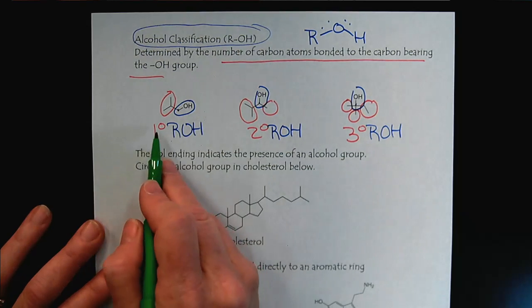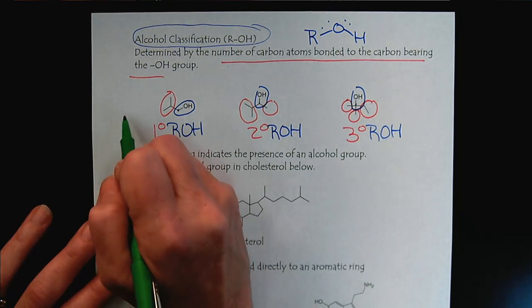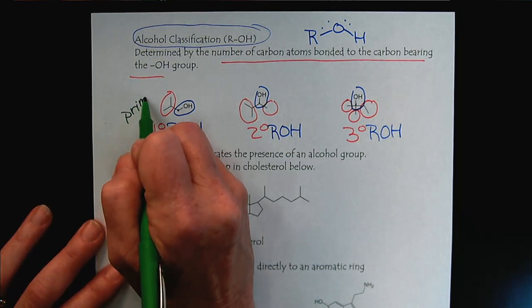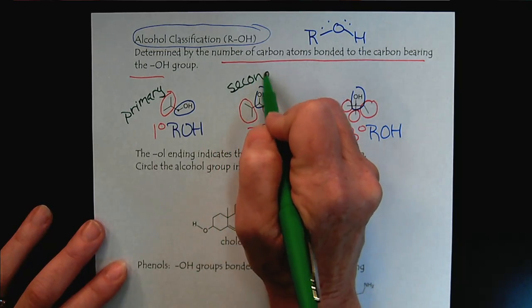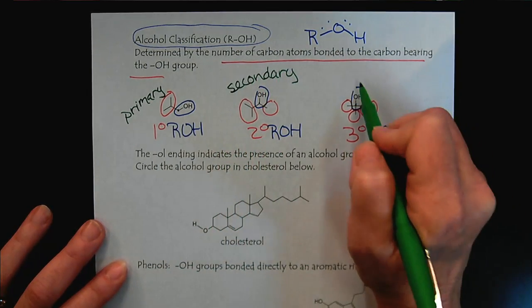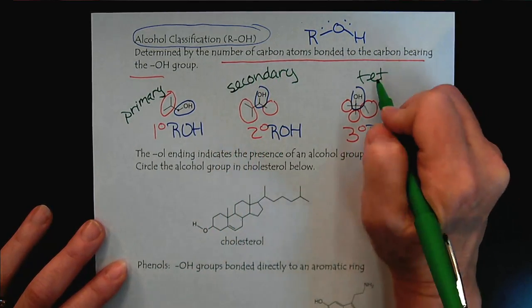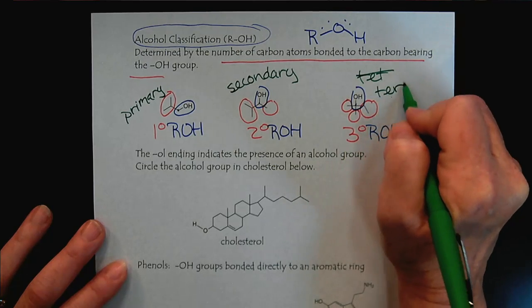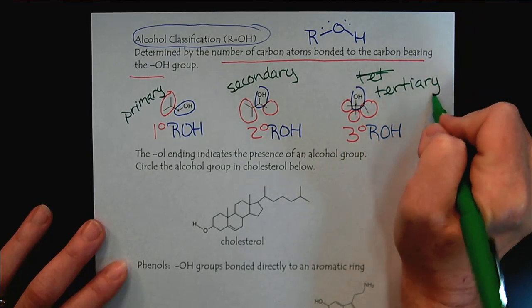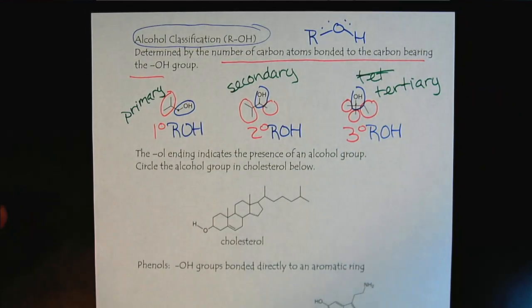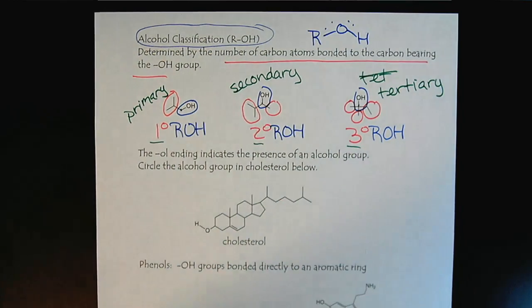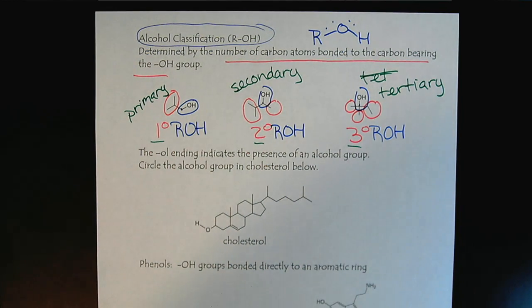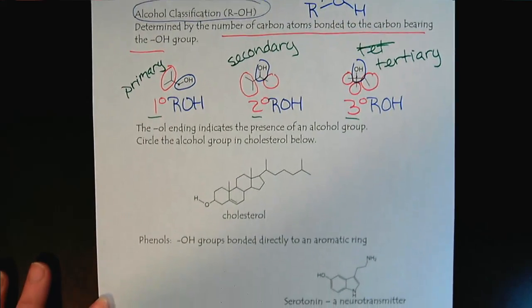So I've written it with symbols. Let's write primary, secondary, and tertiary. There we go. Okay, so we have it in terms of symbols and English words. All right. Okay, so then let's practice this.